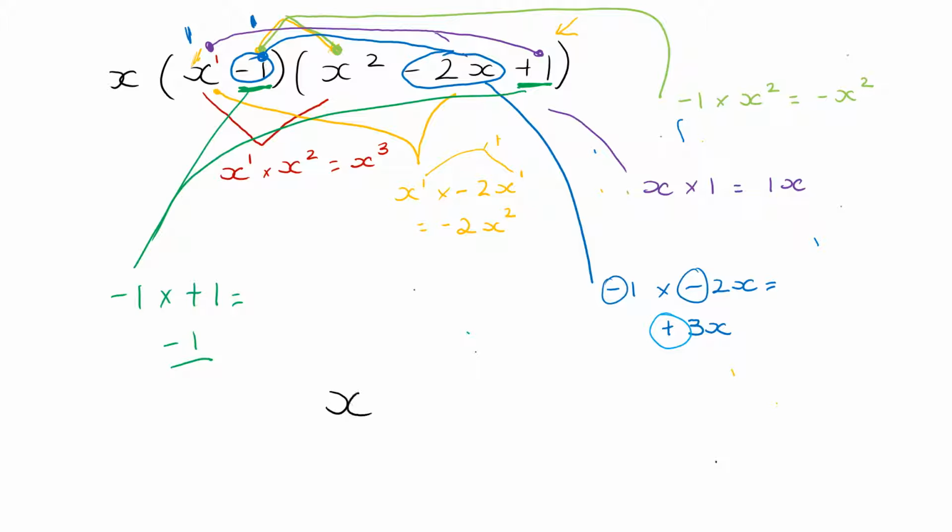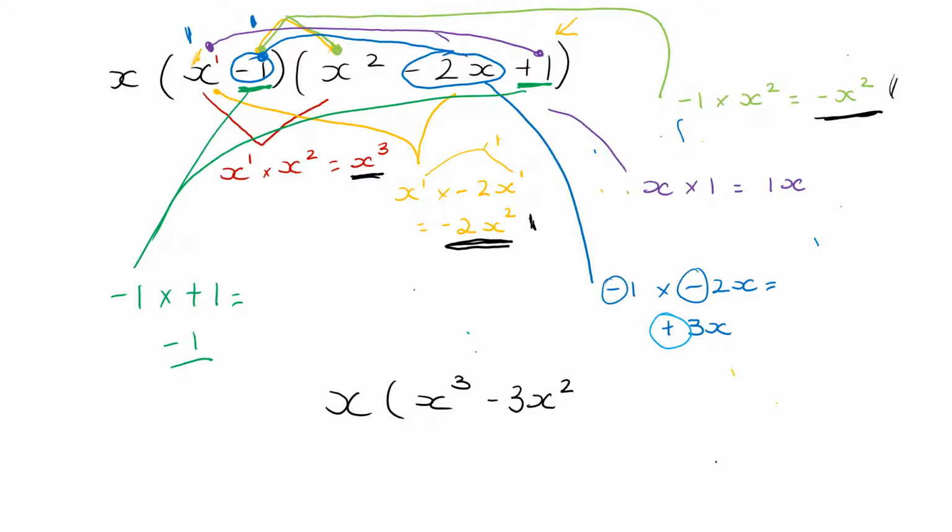And then you've got to write everything together, starting with the highest value of x. So we've got, in brackets, the highest value of x is the first one we did, which is x cubed. And then the next highest value is x squared. So let's find the x squareds we have. We have got a -2x squared here, and a -x squared here. Because these are the same, you just add them together. So -x squared plus -2x squared equals -3x squared.